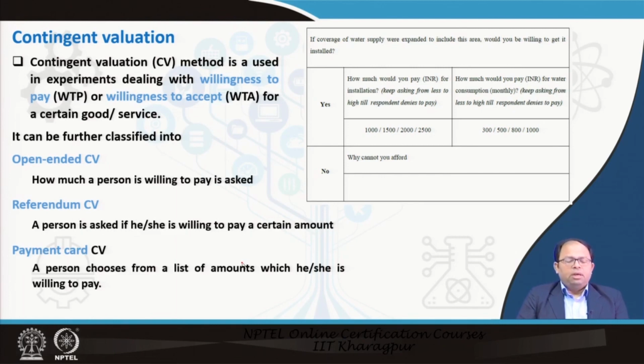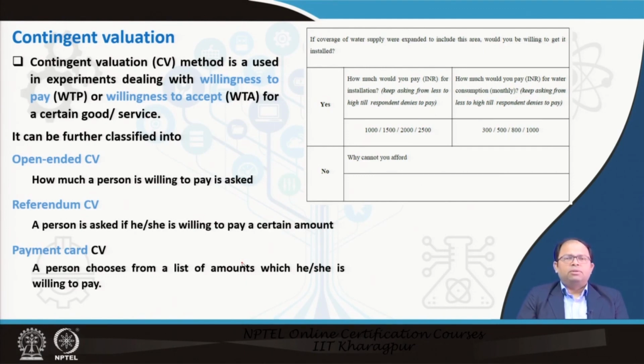One is open-ended CV. This is where we directly ask the person how much you are willing to pay, and he states a particular amount. But you can understand, a lot of bias can come in, because it's very difficult for a person to say, at a time when he's actually not facing that choice, the exact amount that he's going to pay or what his exact situation is at that point of time.